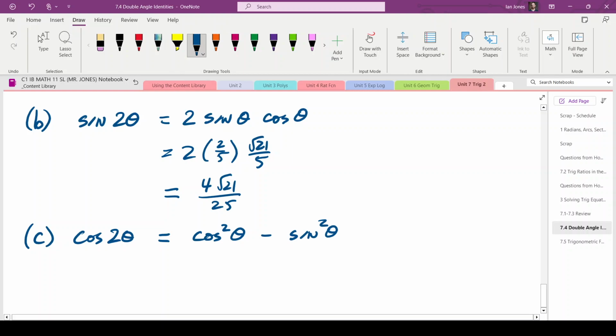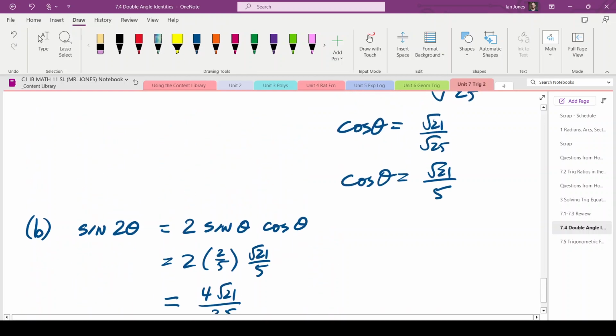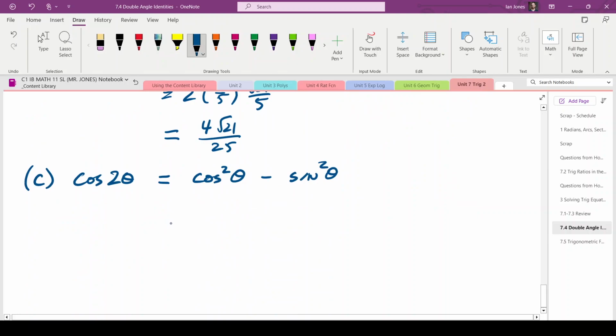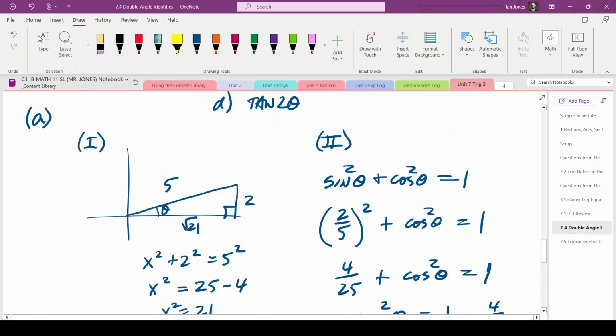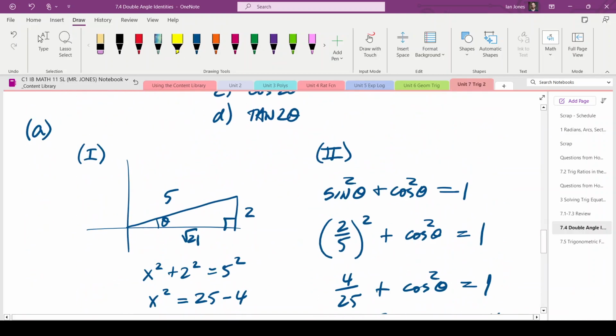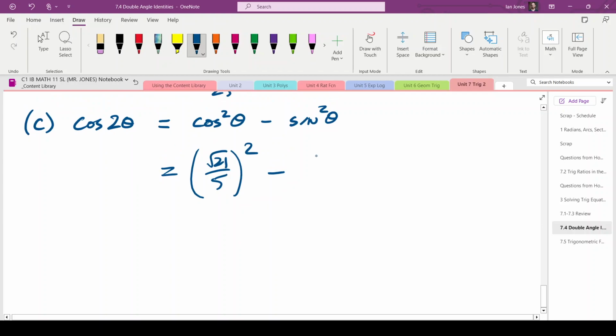The other two are really good if you only have sine or only have cosine, then you would pick one of the other two. In this case, we have them both, so it's no big deal. So now cosine is root 21 over 5. So I'm going to have root 21 over 5 squared minus sine, which is 2 over 5 squared.